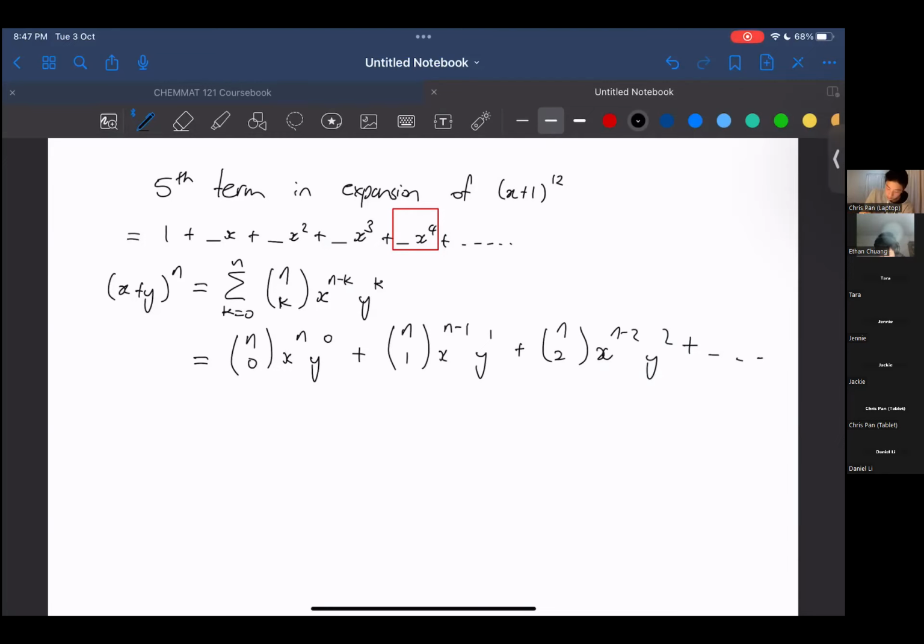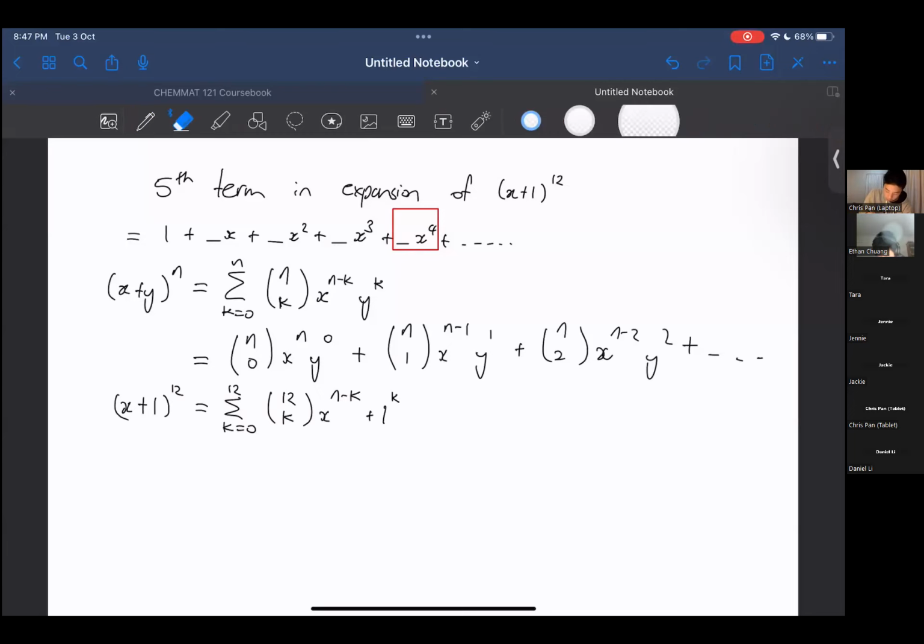So clearly in our problem, we have y is equal to 1. So we're going to be using y equals 1 and n equals 12. And if we just plug this in, we get plus 1 to the k. But clearly 1 to the anything is always just going to be 1, so that's going to be multiplied. And anything multiplied by 1 is going to remain the same, so we can just get rid of that.